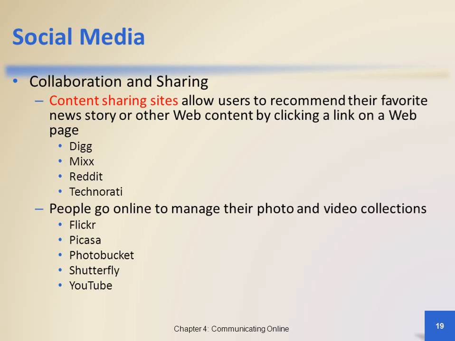So there's many social bookmarking sites. I prefer to use Delicious myself. Another form of collaboration and sharing, content sharing sites. You can share news stories, other web content. DIG, Mix, Reddit, Technorati are all options of that. You can also use other types of content sharing sites to share and manage your photos and video collections. And you can see a list here: Flickr, Picasa, PhotoBucket, Shutterfly, YouTube.